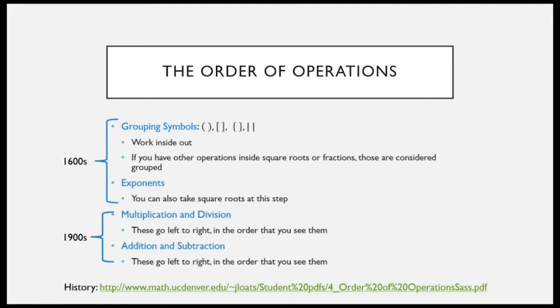As for the order in which we do grouping symbols and exponents: the grouping symbols are things in parentheses, brackets, curly braces, absolute values, and then exponents, which also include square roots, cube roots, those kinds of things. Doing those first, making those your priority, didn't come about until around the 1600s. That's when it became the standard across the world. So for order of operations, we always start with grouping symbols.